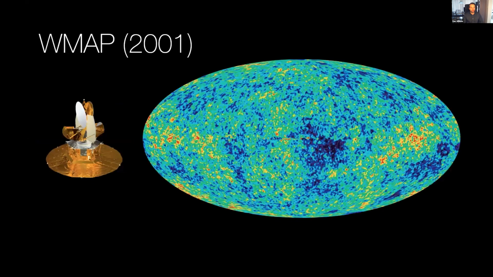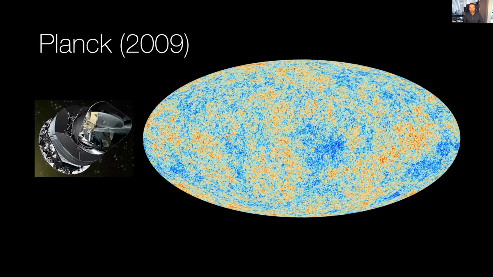In 2001, COBE was superseded by WMAP, which was able to measure the cosmic microwave background at higher resolution, starting to resolve structures in it. And then in 2009, Planck produced the highest resolution map we have of the cosmic microwave background of the whole sky. This is that snapshot of the universe at the moment light was able to travel freely.